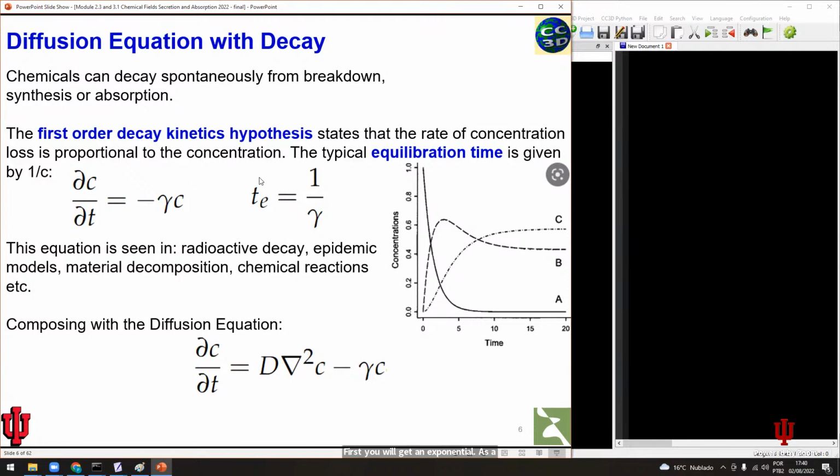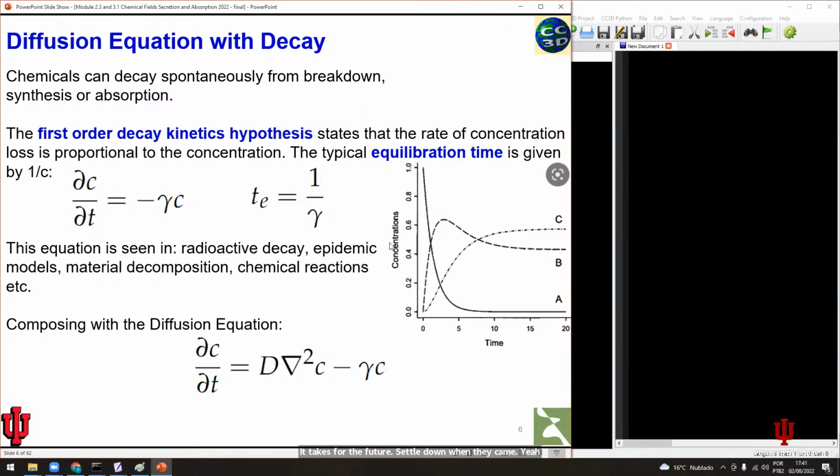And in the argument of the exponential, you will get this 1 over gamma. You will get e to the minus t over gamma. So 1 over gamma is a characteristic time. And this characteristic time, we call it equilibration time, which is basically a characteristic time it takes for the field to settle down when decaying, okay?